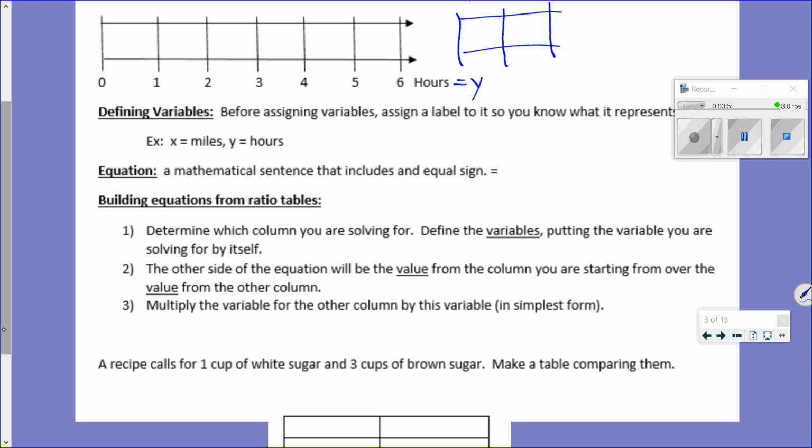You're then going to put an equal sign, that's why we say equation. The other side of that equation is going to be the value from the column you're starting from over the value from the other column. In other words, I'm just going to look at the very first line, which should be in simplified form, the first number over the second number. We turn it into a fraction. We're then going to multiply the variable from the other column by this fraction in simplest form.